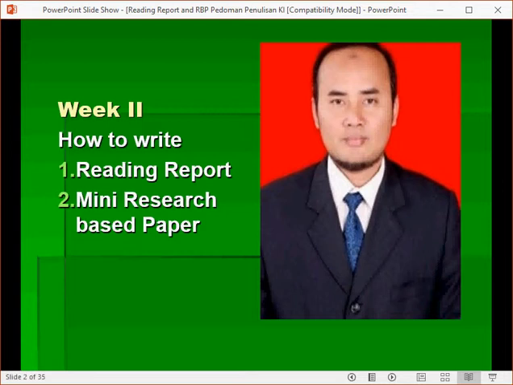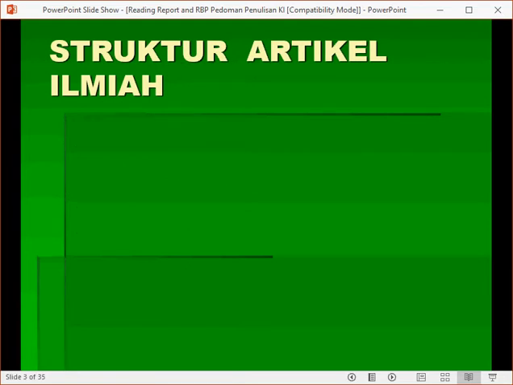The reading report is an independent assignment for students to read the books that I gave and make a report. Based on the reading report, it should be the basis of the student presentation per week, 10 minutes in front of the class. And the mini research based paper is for the final test.